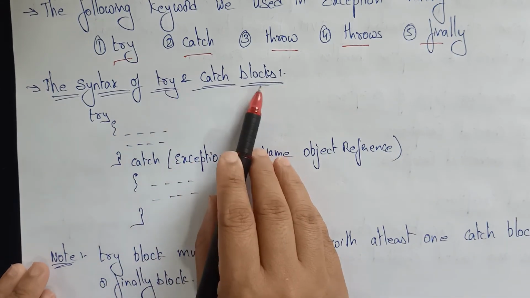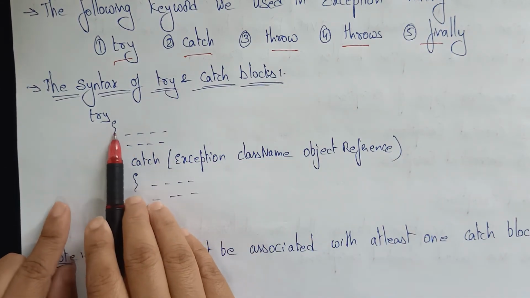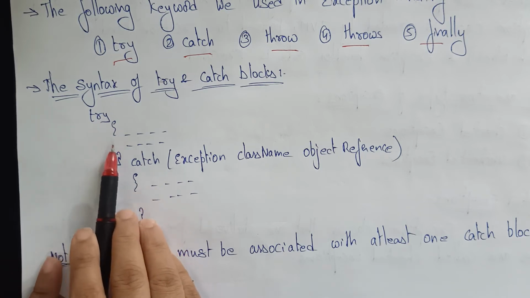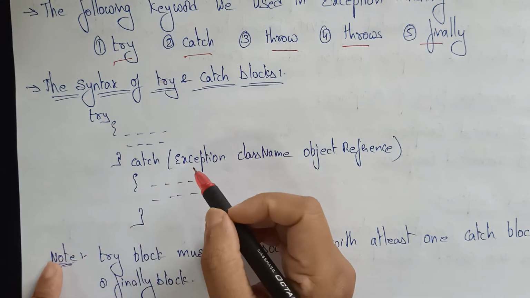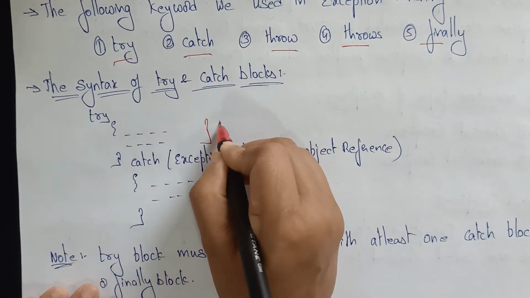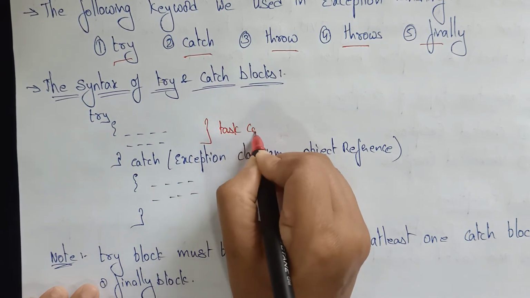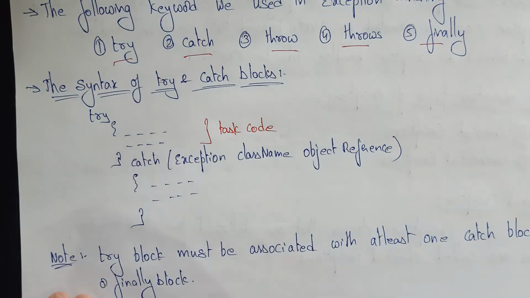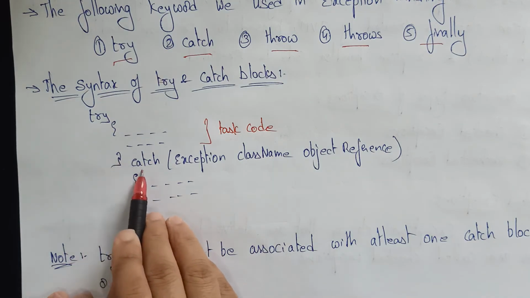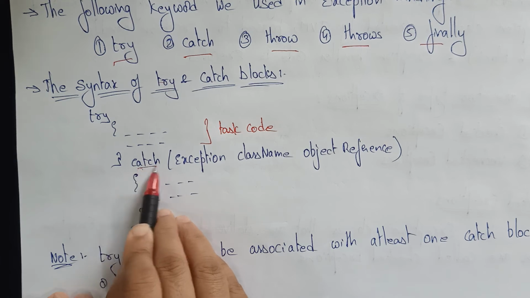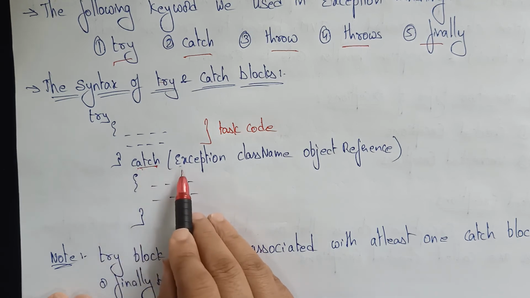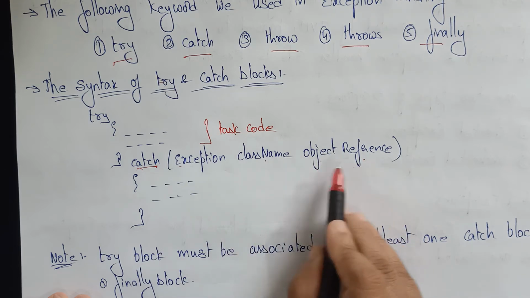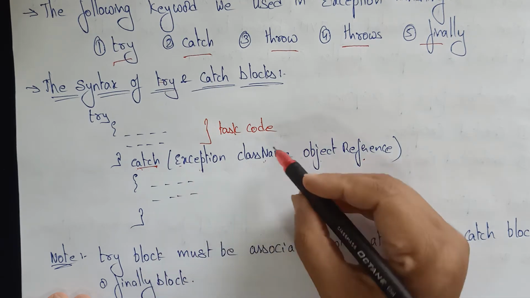The syntax of the try and catch block is: the program has to be written. Start with try, open braces. Here you are writing the task code. Whatever the task code is, you have to write it within the try block. After closing the try block, you need to write catch. A catch consists of an argument like the exception class name and an object reference.